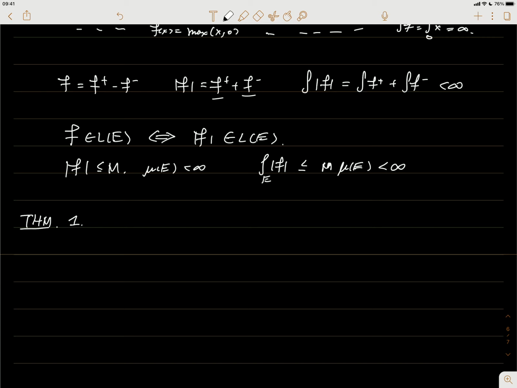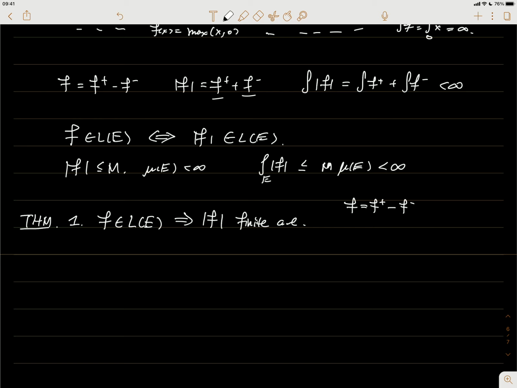So, for example, if f is integrable, then the absolute value of f is finite almost everywhere. This is true because f can always be written as f plus minus f minus. So each one of them must be finite almost everywhere, right?